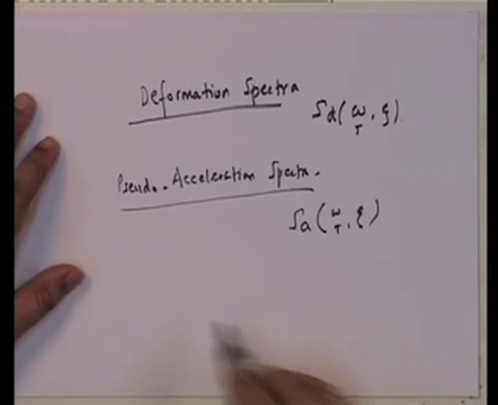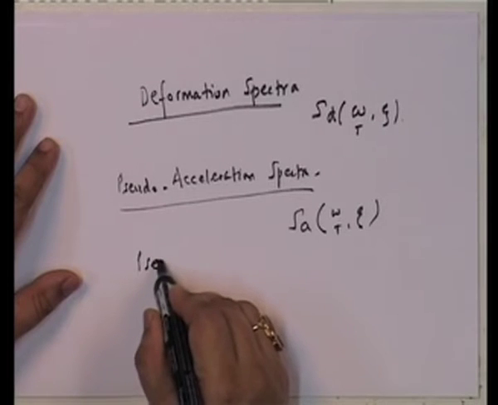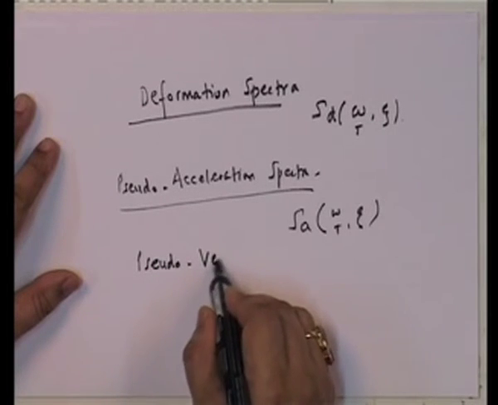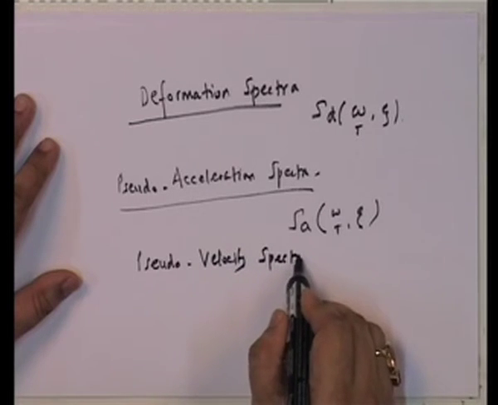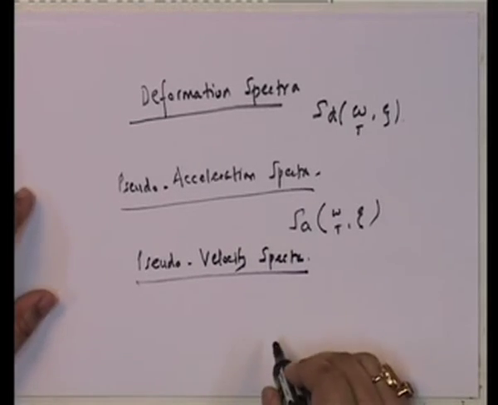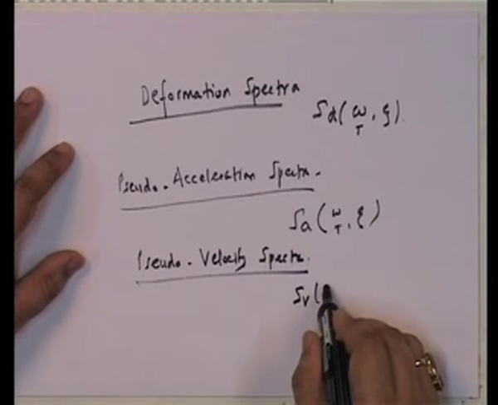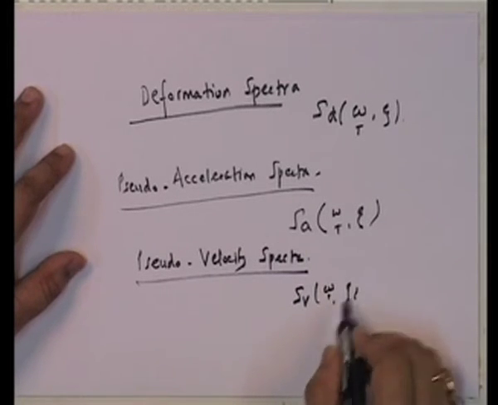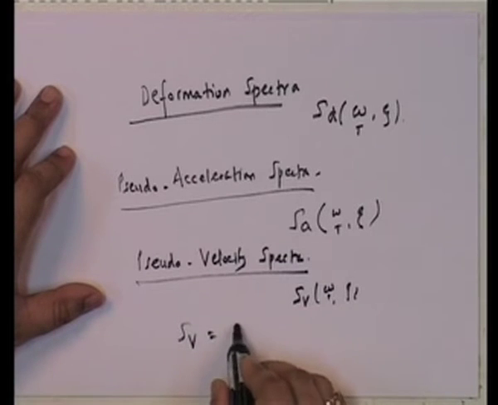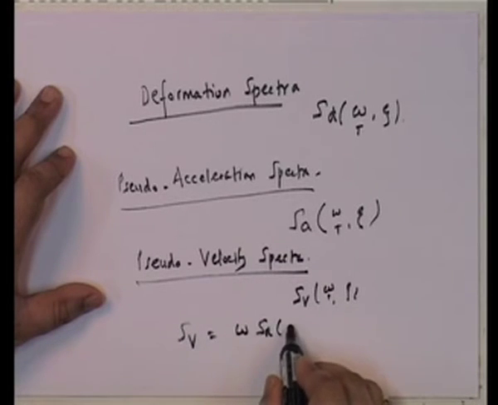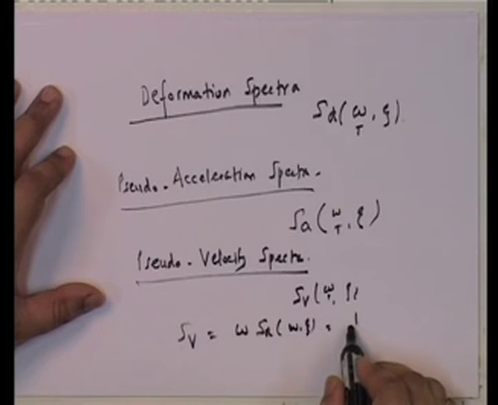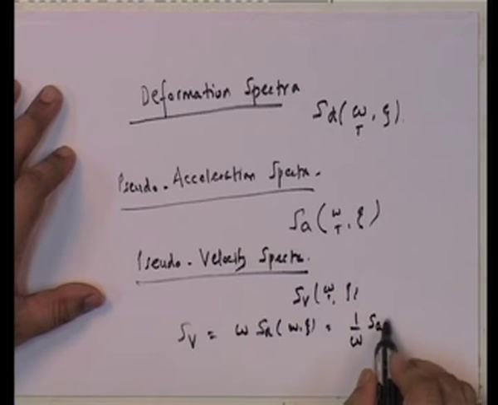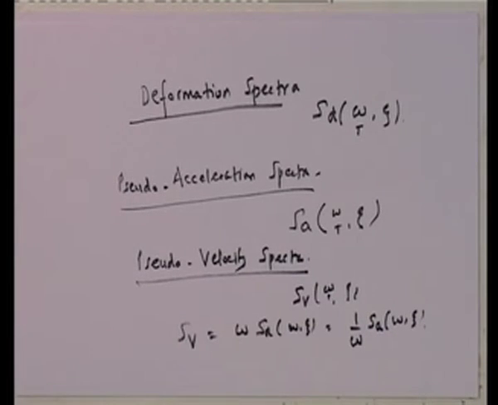And finally, there is the pseudo velocity spectrum. And where does that come from? That is called S v, function of omega and t, and S v is equal to omega S d, which is equal to 1 upon omega S A, okay, because obviously this thing.